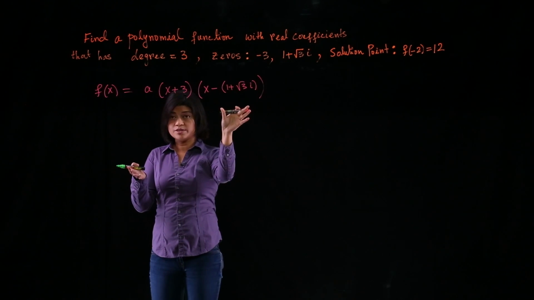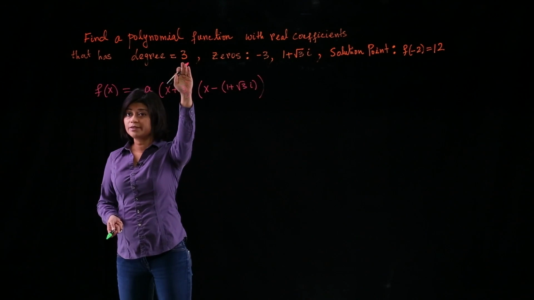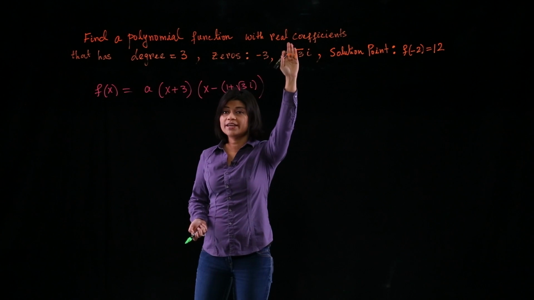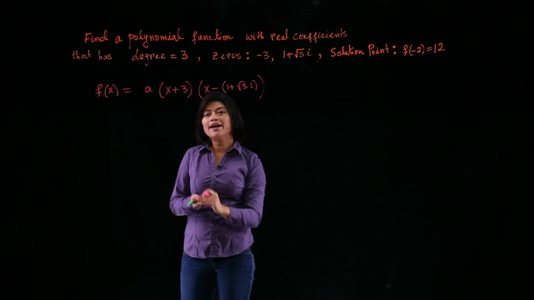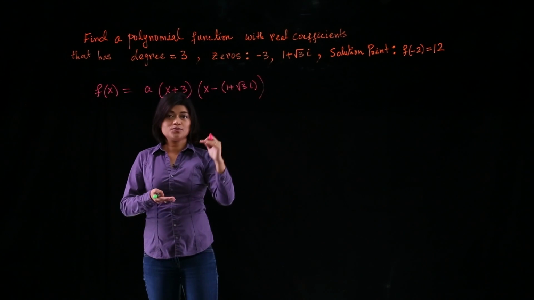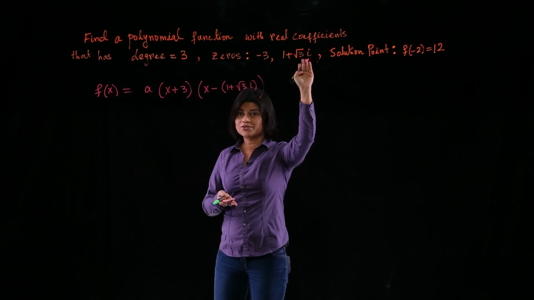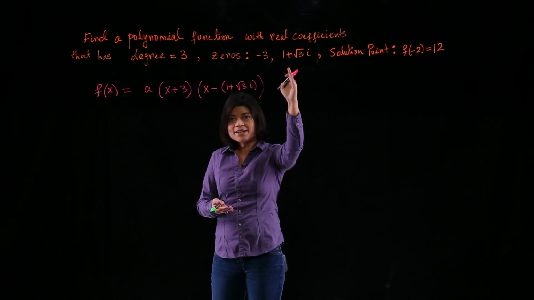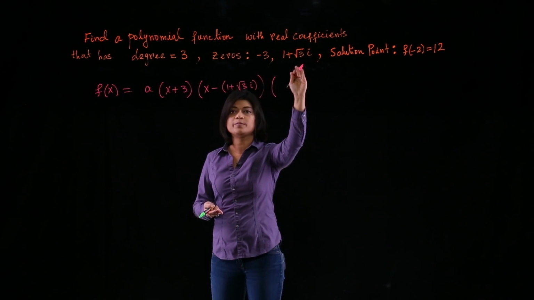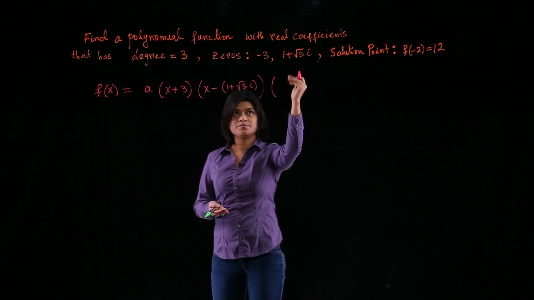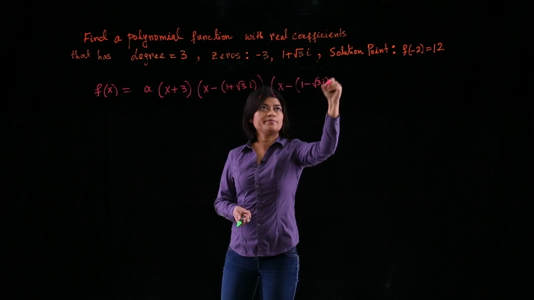Well, that's all that's given to us about zeros. But notice that we need our polynomial to have degree 3 and it has to have real coefficients. But one of the zeros is not a real number, it's a complex number. So we can get another 0 that will be the complex conjugate of this particular 0. And what is the complex conjugate? It's 1 minus square root of 3i. So we can have another factor corresponding to the complex conjugate of the second 0, and this factor will be x minus (1 minus square root of 3i).